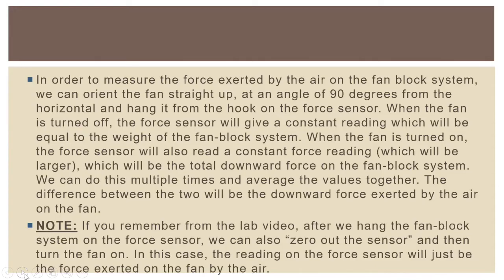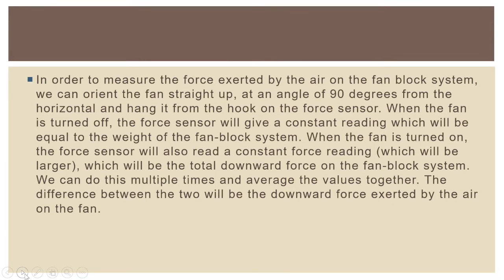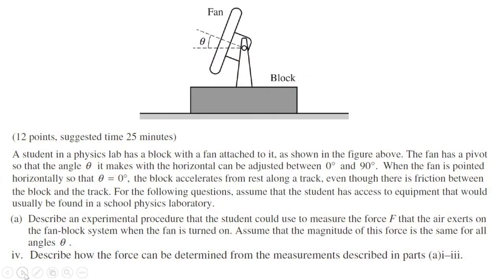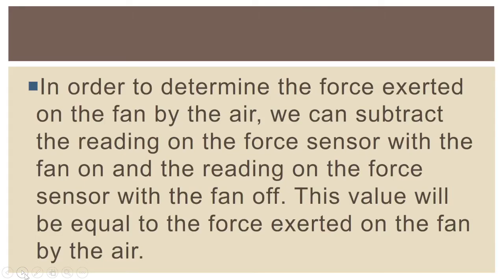I spent time in my explanation saying, you know, the difference between the two will be the downward force exerted by the air. I didn't have to say that. And now that I got to this next part, basically I just got to say that again, and that's a waste of time. What I said here was in order to determine the force exerted on the fan by the air, we can subtract the reading on the force sensor with the fan on and the reading on the force sensor with the fan off. This value will be equal to the force exerted on the fan by the air.